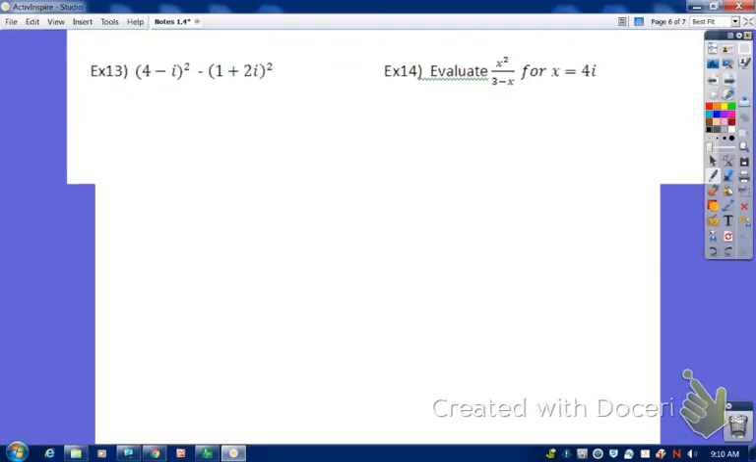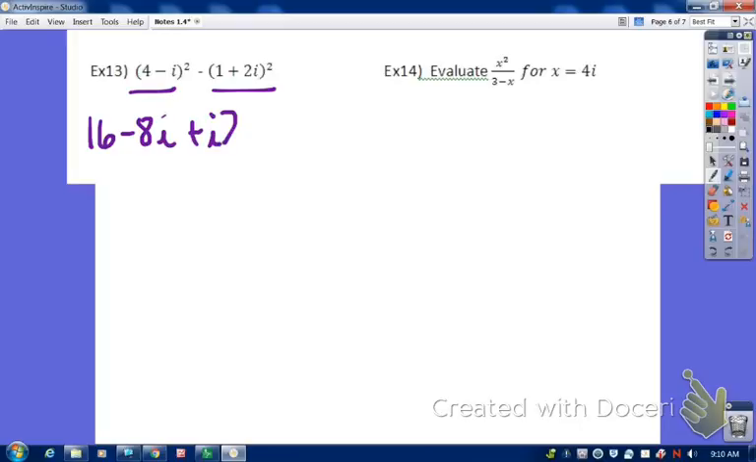All right, last 2 examples. Y'all look like zombies. We can do this. All right, example 13 is a binomial squared minus another binomial squared. And you already have i's in your problem, so you don't have to worry about a square root of a negative number. So according to Please Excuse My Dear Aunt Sally, what operation do we have to do first? We have to do the exponents first. So how do I square 4 minus i? Square, double, square. Can you give me that trinomial? 16 minus 8i plus i squared.